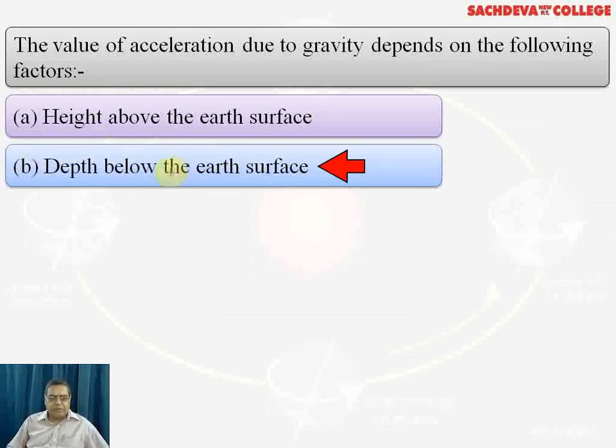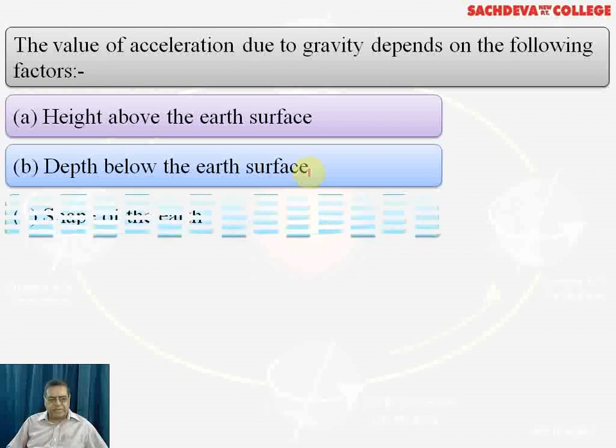Next is depth below the surface. On the surface, the value of g is significant, but if we make a tunnel in the Earth, we will find that when the body reaches the center, its weight will be zero. That is, acceleration due to gravity is dropping. The moment we drop a material in that tunnel, its acceleration due to gravity goes on decreasing, and hence the weight is also decreasing.